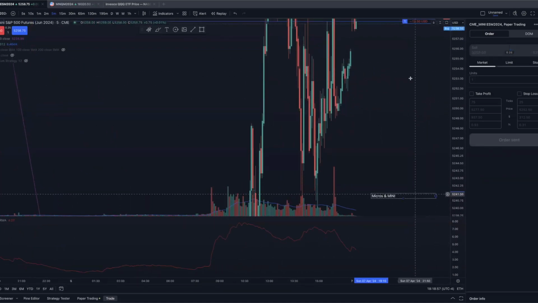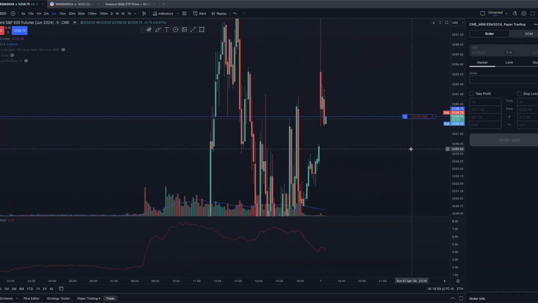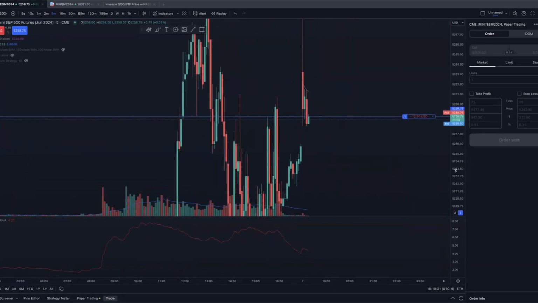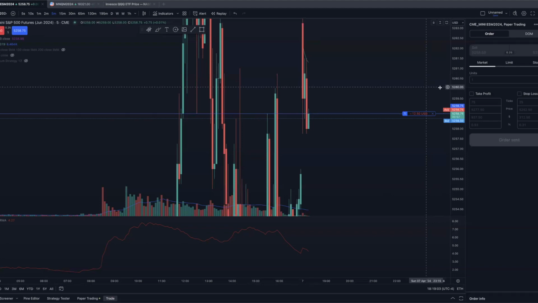So right now we just bought one mini contract on ES and this is where we need to be discussing the ticks and points. Right now, the ES is trading at what price? 5,258.75 points. That is what ES is trading at right now.